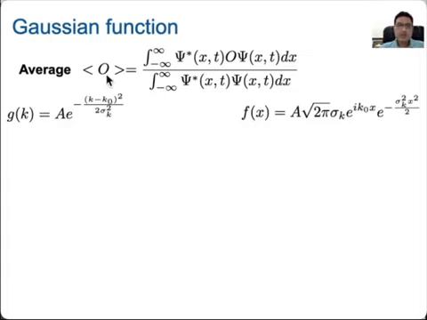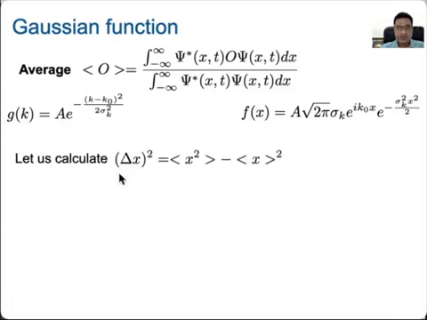Okay, so now what we are going to do, we are going to compute delta x and delta k. When we compute delta x, we will use this distribution function, and when we compute delta k, we will use this distribution function, or this part of the function in this one. Okay, so that's what I'm going to do.